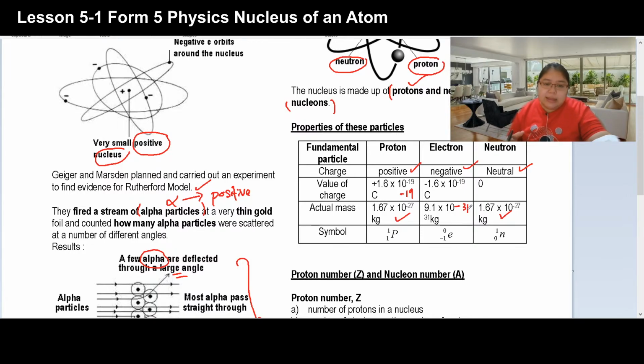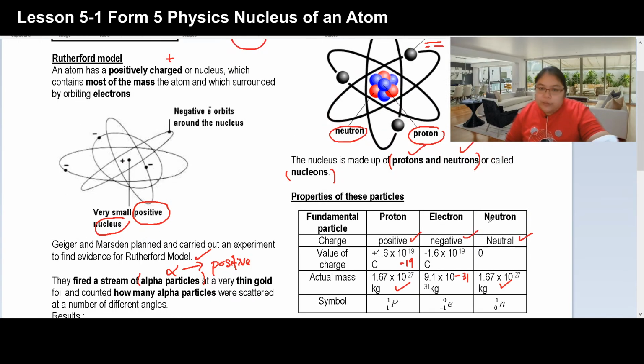Then the last one is the symbol. For proton, the nucleon number is 1 and the proton number is 1. For electron, the nucleon number is 0, and negative 1 is the proton number for the electron. For neutron, the nucleon number is 1 and the proton number is 0. So these are the properties of proton, electron, and neutron.